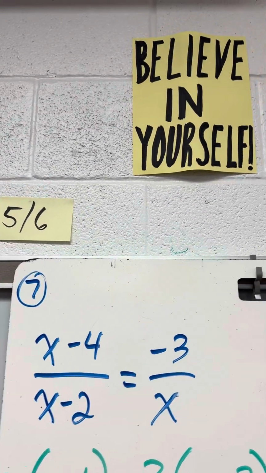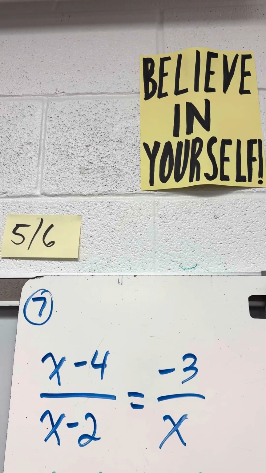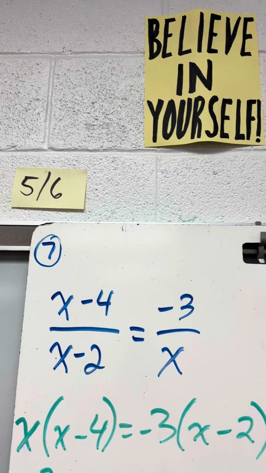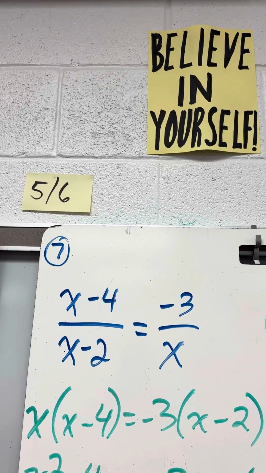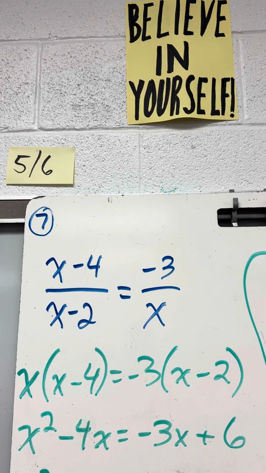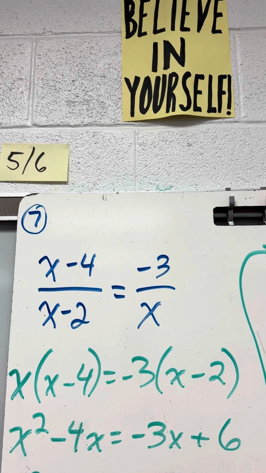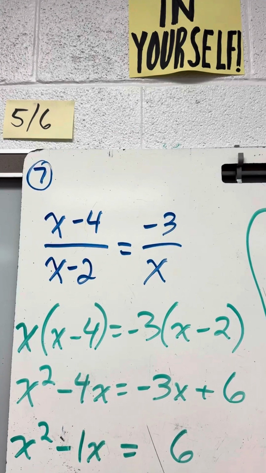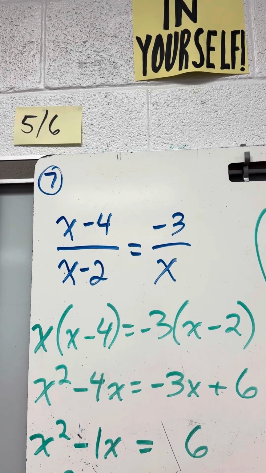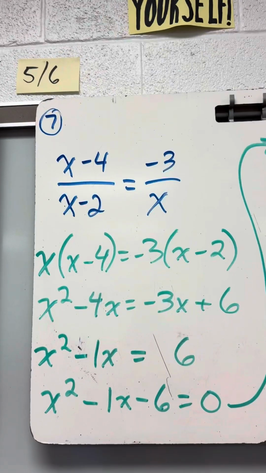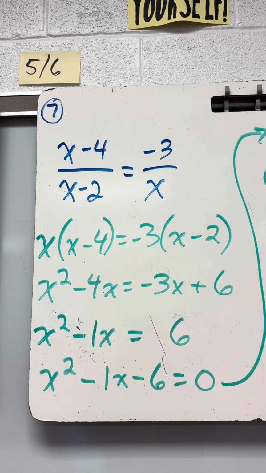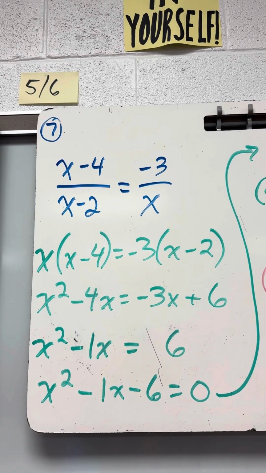Same thing here. X times x minus 4 equals negative 3 times x minus 2. Distribute. X squared minus 4x equals negative 3x plus 6. I'm going to add 3x to both sides. I'll have x squared minus 1x equals 6. Minusing 6 to both sides, I'll have x squared minus 1x minus 6 equals 0.